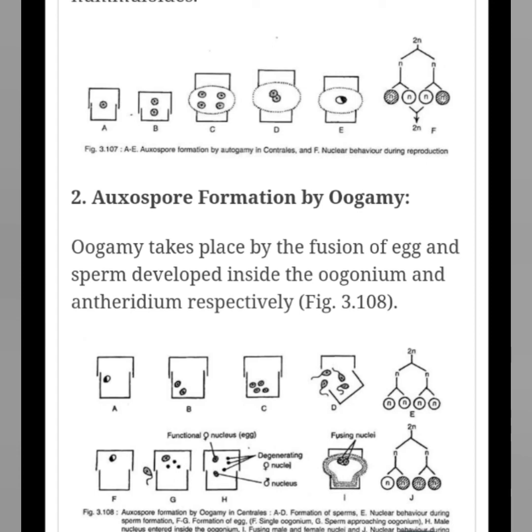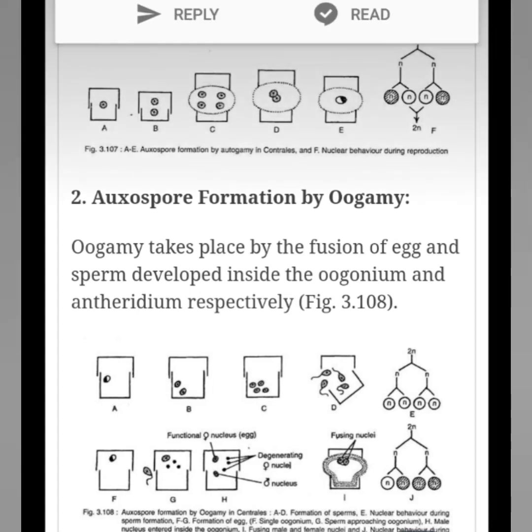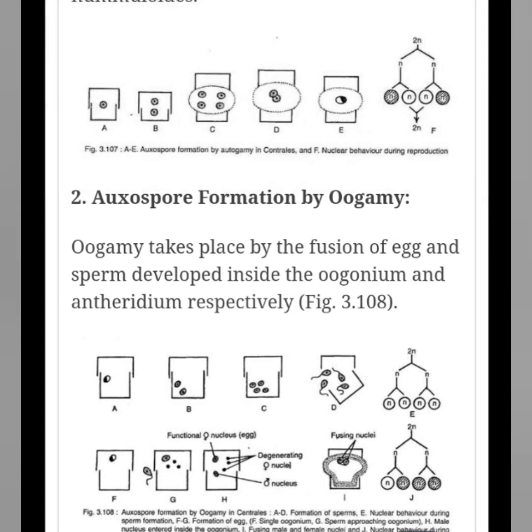So oogamy is similar. Just now we have studied in pennials, it takes place by the fusion of the egg and the sperm, which develop inside the oogonium and the antheridium respectively. All right, so here we have oogonium and antheridium. In oogonium the egg will form, in the antheridium the sperm will form.